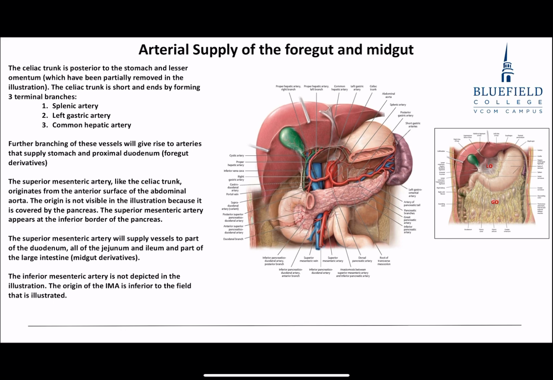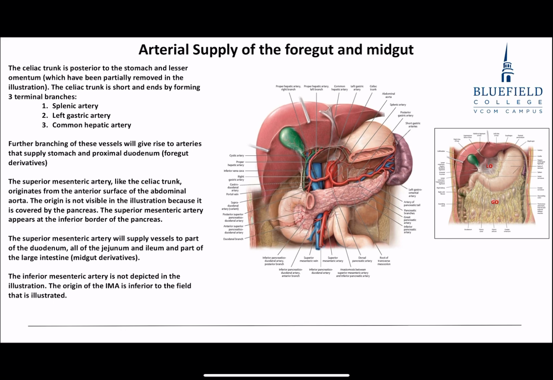Okay, so that's, and then also on this picture, if we go just inferior to the celiac trunk, there's going to be another large artery coming out of here, the superior mesenteric artery. We don't see the origin because it's posterior to the pancreas here. We'd have to remove that. But you can see the superior mesenteric artery here, associated with the inferior border of the pancreas.